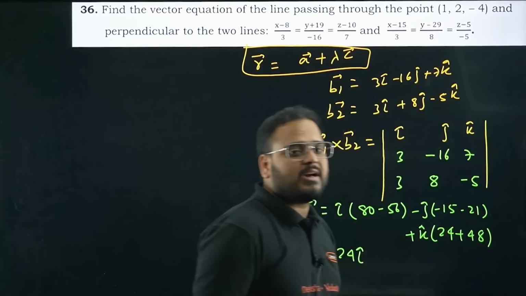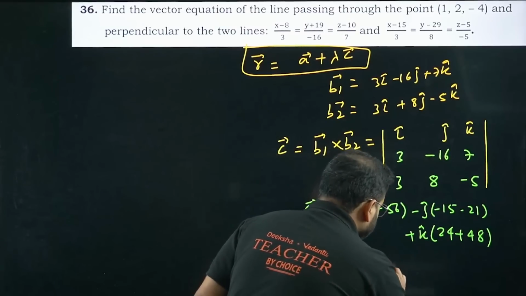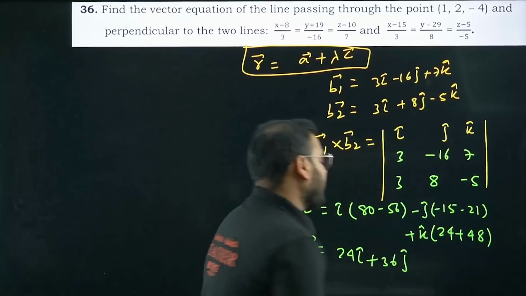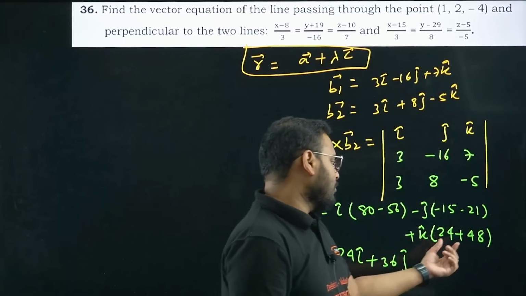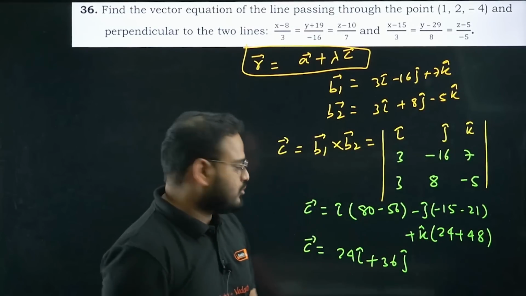Okay, next I have a minus 36 over here. 5, 1, 6, 2 and 3. Minus 36 with a minus sign, so plus 36 j cap. And the last one, 48 plus 24. 48 plus 28 is 68 plus 4 is 72. 72 k cap.